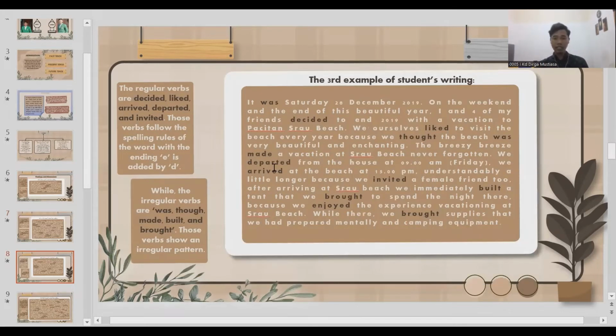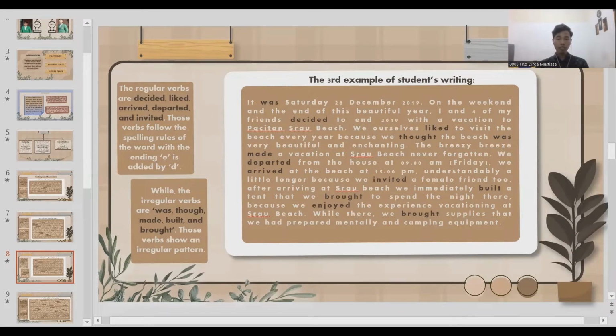And this is the third example of students' essay writing. In these essays, the student used regular and irregular verbs in her or his writing. The regular verbs are decided, liked, arrived, depart, and invited. Those verbs follow the spelling rules of the word with the ending e is added by d. For example, the verb one is decide, changed to verb two into decided, and the verb one is like, then changed to verb two into liked, and etc.